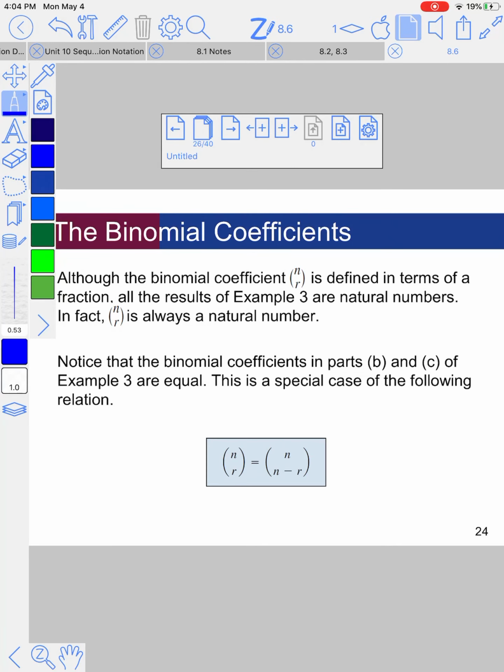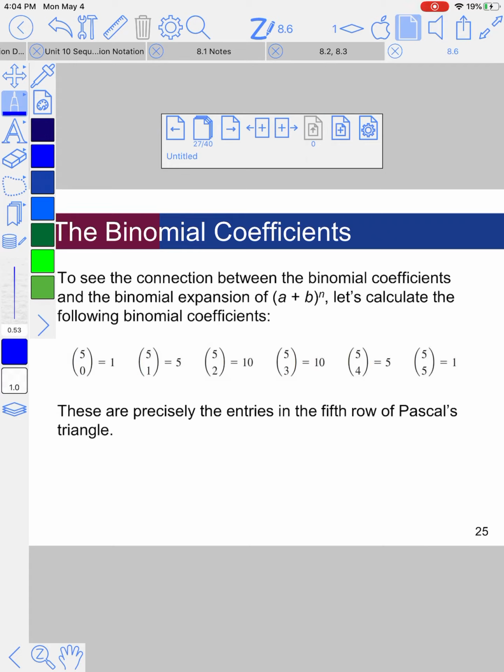So there is a rule that says n choose r is the same as n choose n minus r. So let's see how that works. Let's look at slide 25. If you do these out, 5 choose 0, you're going to get 1. 5 choose 1, you get 5. If you do these all out, you get this. Now, you should look at this and say, man, I swear we've seen this somewhere before. If I look at Pascal's triangle, take a look.